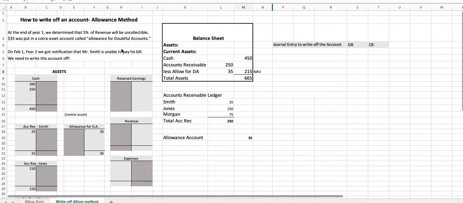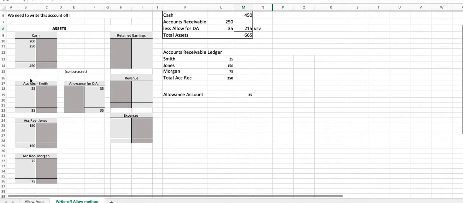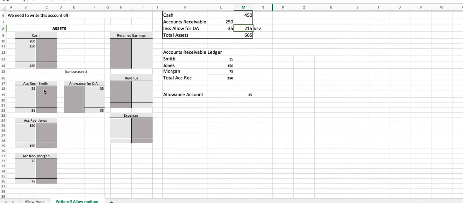Now let's say that this year, on February 1st, year two, we get a notification that Mr. Smith is unable to pay his bill. We need to write this account off. And so we know that to write off Mr. Smith's account, that means we need to zero out his account. So we need to credit accounts receivable Smith for $25.